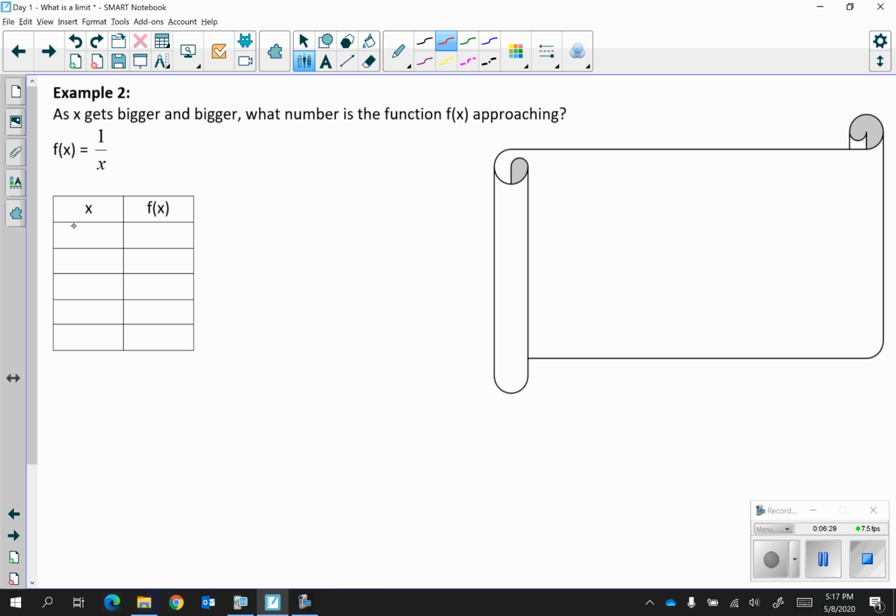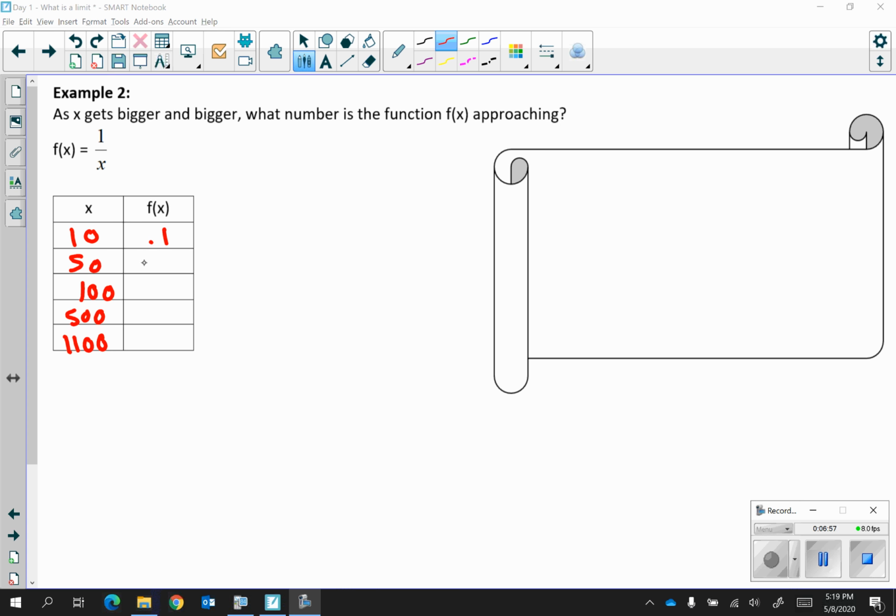For me personally, I went with 10, 50, 100, 500, and 1,100. The y values that I got were 0.1, 0.02. Oh, wait, nope, it was... hold on. So I was right the first time.